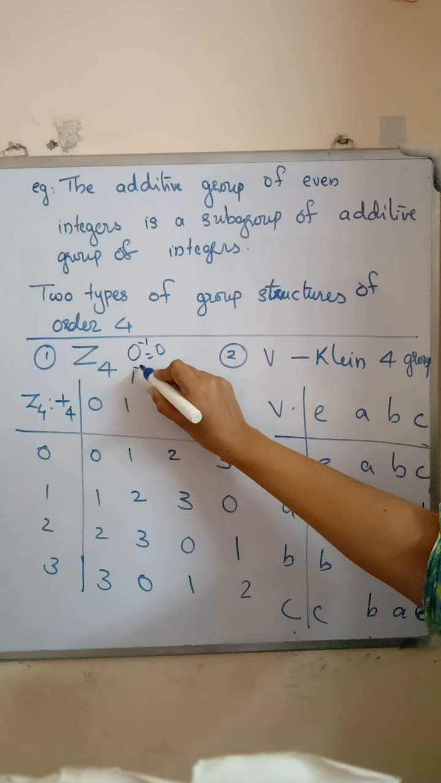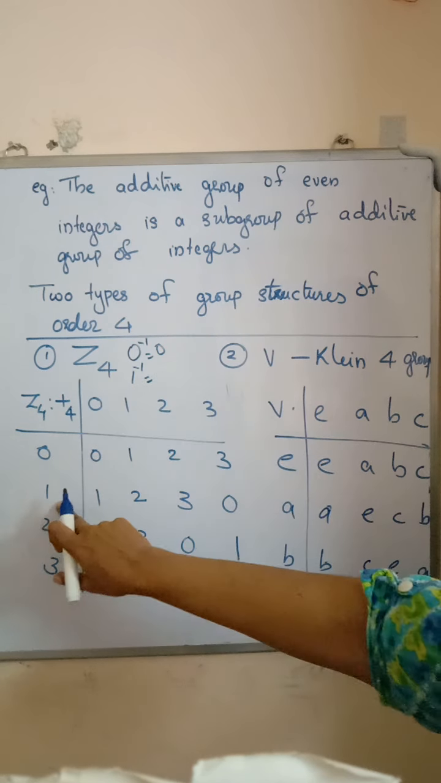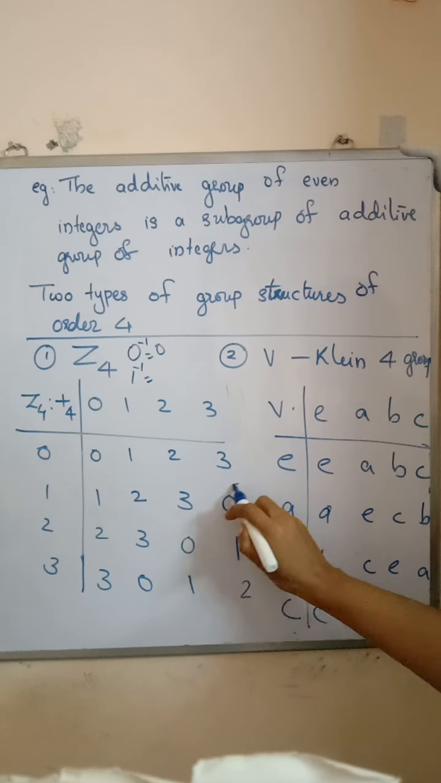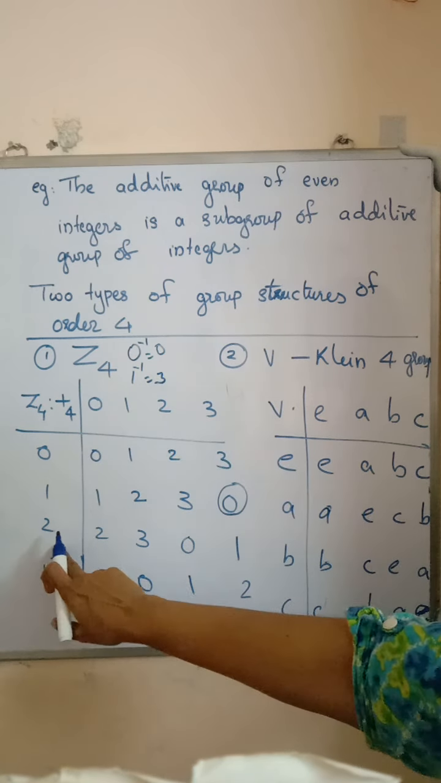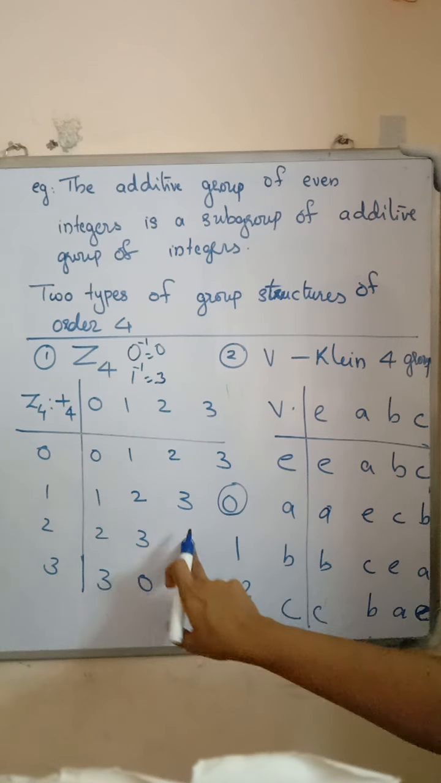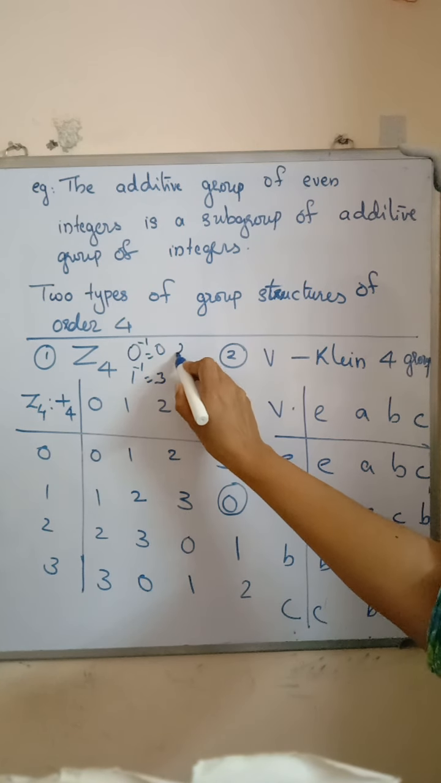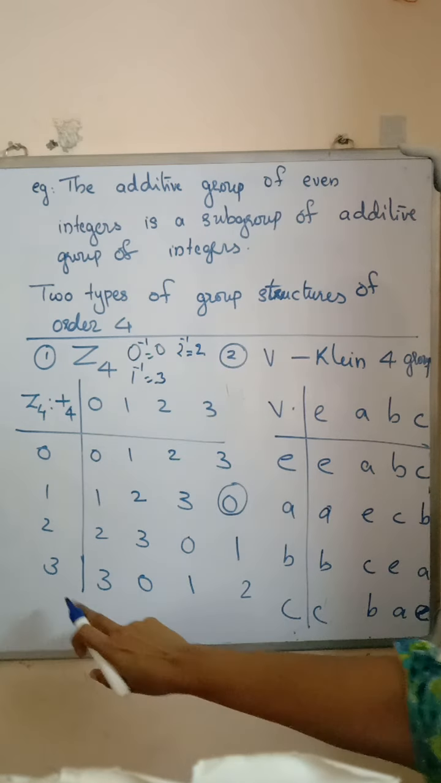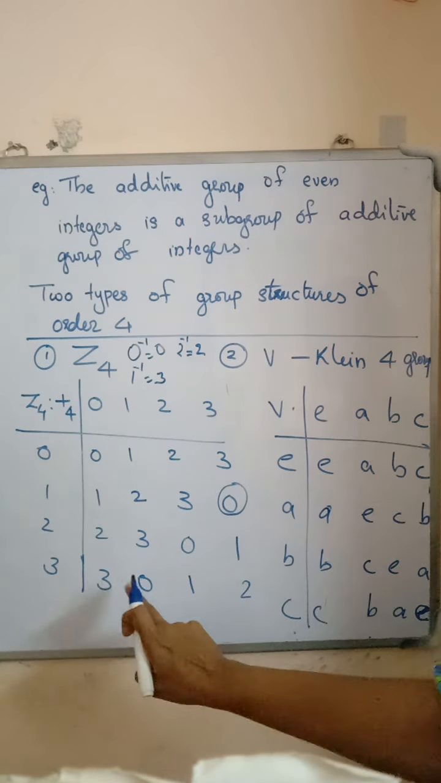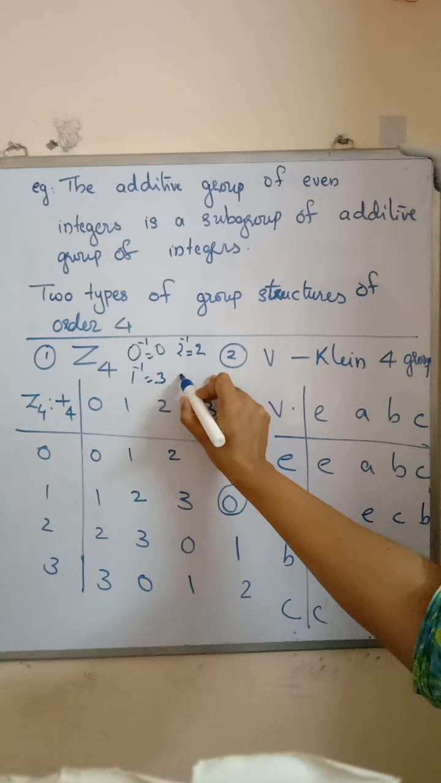And what is the inverse of 1? Here 1 operated with 3, we get the identity element. So 1 inverse is 3. What is the inverse of 2? 2 plus 2 is 0. So 2 inverse is 2 itself. What is the inverse of 3? 3 plus 1 is 0. So inverse of 3 is 1.